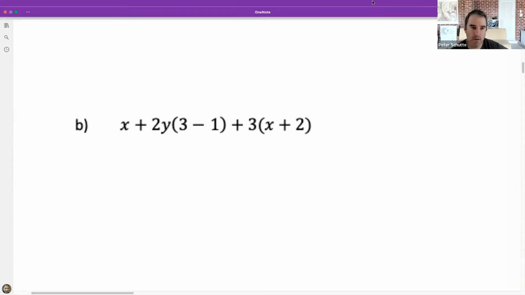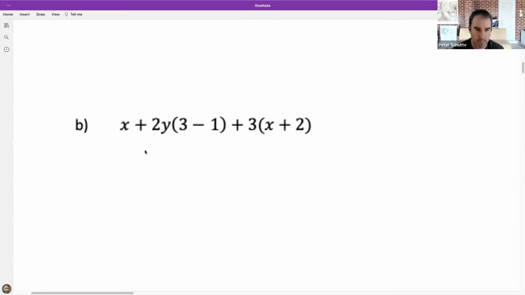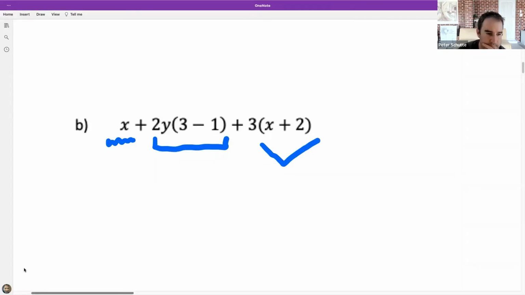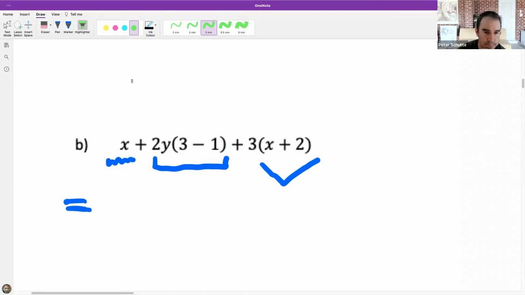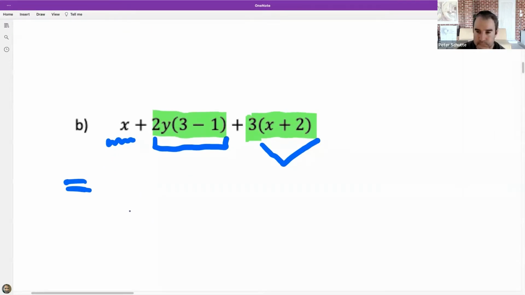Hey, Peter, can I jump in? Please do, Lucky. Please do. So, grade nines. Another thing that can help you is that when you're given an expression like this, you identify your terms. So when I look at this, we have three terms. That's the x, the 2y multiplied by the 3 minus 1, and the 3 multiplied by the x plus 2. So when you've identified your terms, you check which term needs to be simplified further. So the second term there, you can distribute the 2y. The third term, you can distribute the 3. Then from there, you'll be having a simple linear expression where you can identify your like terms.